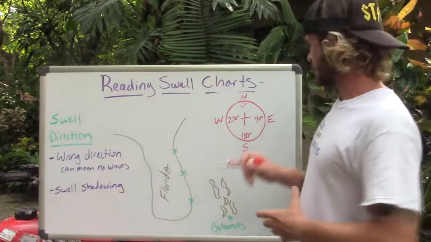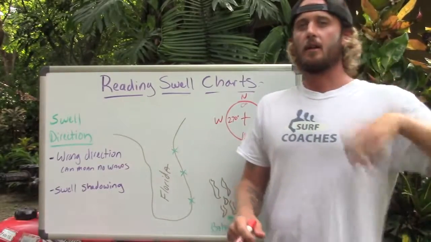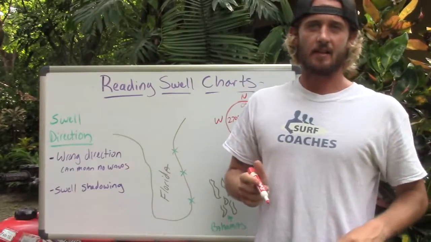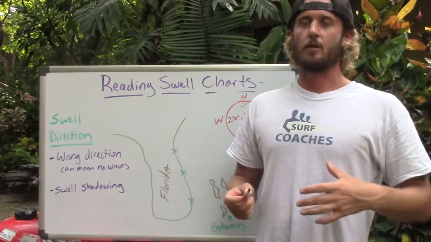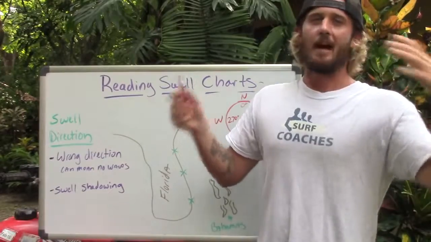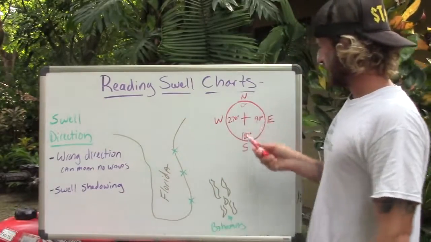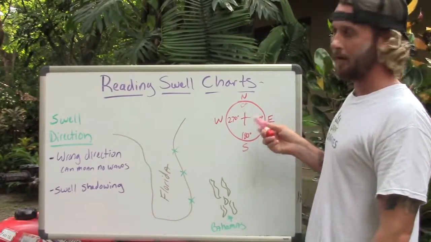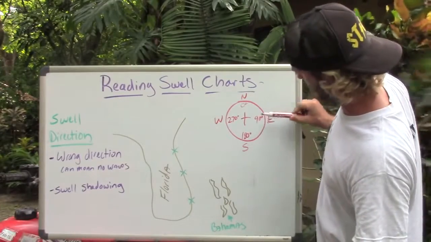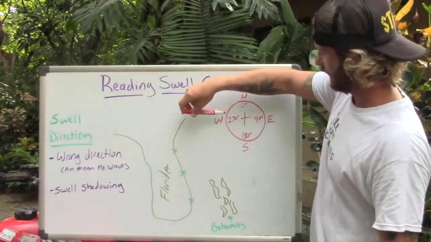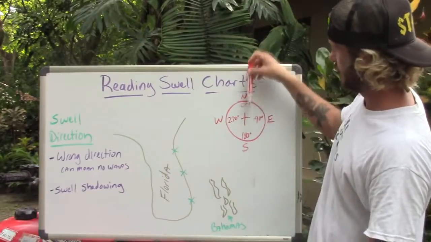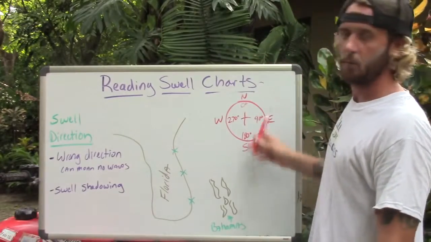So what you'll see when you look at a swell forecast is it'll say maybe 3 feet at 16 seconds, and it'll give you the degrees. So the degrees will be, say, 90 degrees. You can look at this and know that a swell out of 90 degrees means a swell coming straight from the east. If the swell is coming straight from the west, it'd be 270. Coming straight from the north, 0 degrees. South, 180.